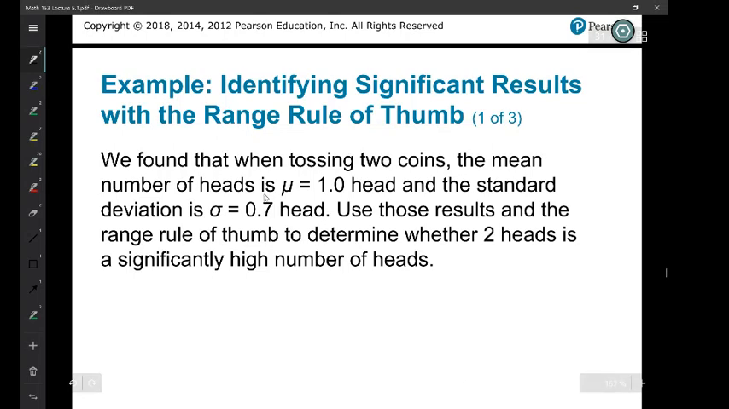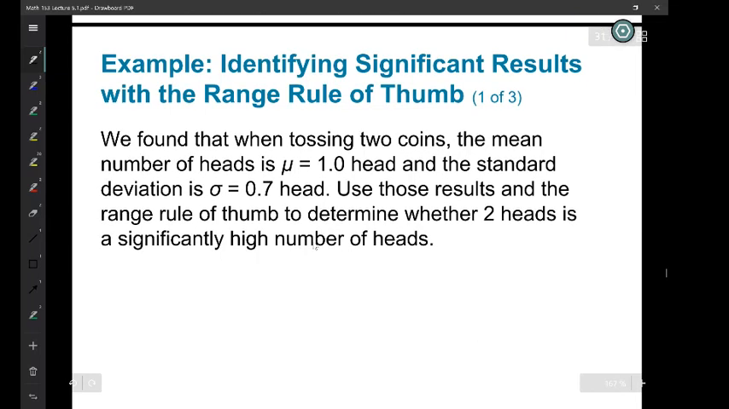So we found that when tossing 2 coins, the mean was 1 head and the standard deviation was 0.7 heads. So use those results in the range rule of thumb to determine whether 2 heads is a significantly high number of heads.